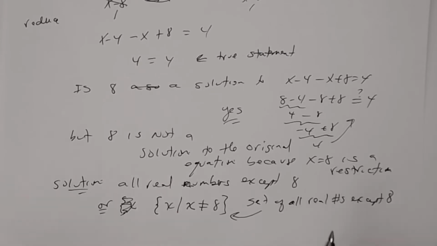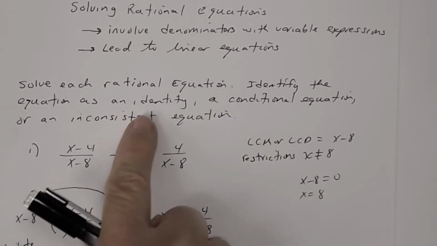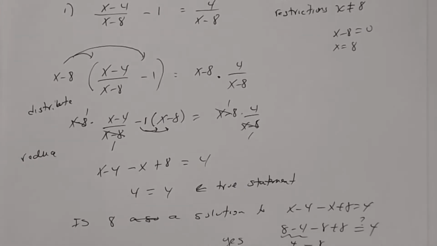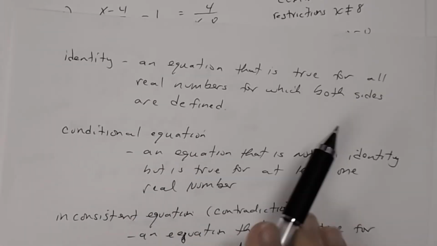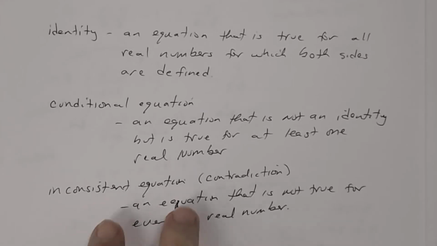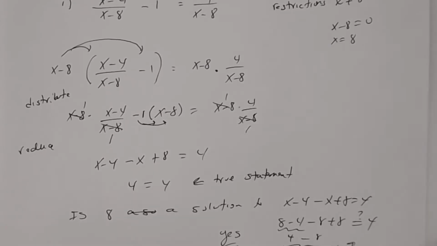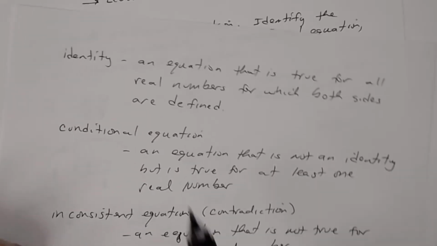All right, now here's something else I've got to remind you. You see that the directions here ask us to identify the equation as an identity, a contradiction, a conditional equation, or an inconsistent equation. So which one do you think it is? Let's go back to our definitions of those, and here are the definitions. Is that equation right here an identity, a conditional equation, or inconsistent? Well, you notice it's not inconsistent, because inconsistent says no solution. I have some solutions. In fact, I have an infinite number of them. So it's all real numbers except 8. Okay? So it's an identity, right?